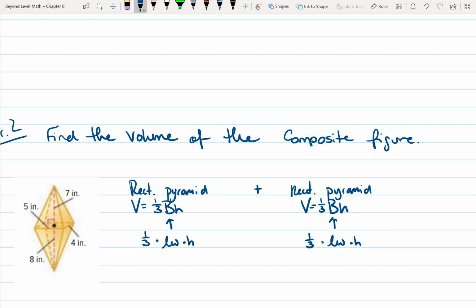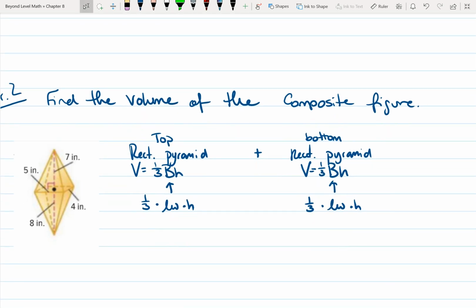Okay, I'm going to start with the top. Be sure you label which one you're working with, top and then bottom. Alright, so the top, got 1/3. My length and my width of the top of the base is, let's see, 5 by 4. The height is this 7.